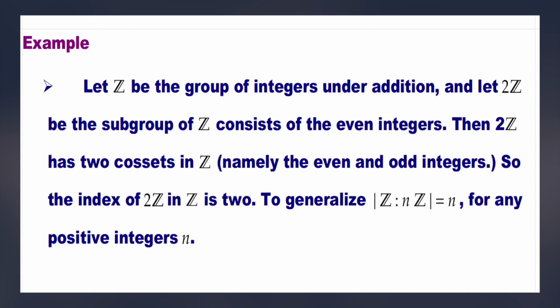Some examples of index of a subgroup. Let Z be the group of integers under addition and let 2Z be the subgroup of Z consisting of the even integers. Then 2Z has two cosets in Z, namely the even and odd integers. So, the index of 2Z in Z is 2. To generalize, the index of nZ in Z is equal to n for any positive integer n.